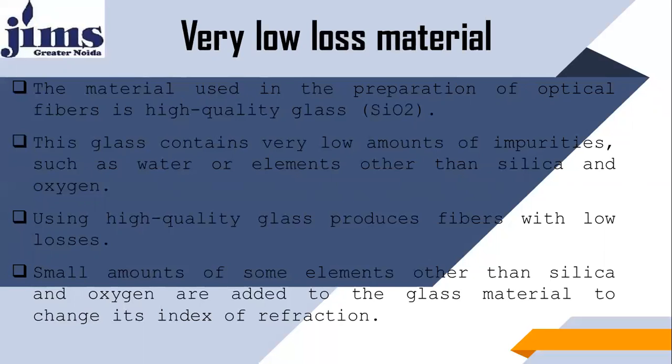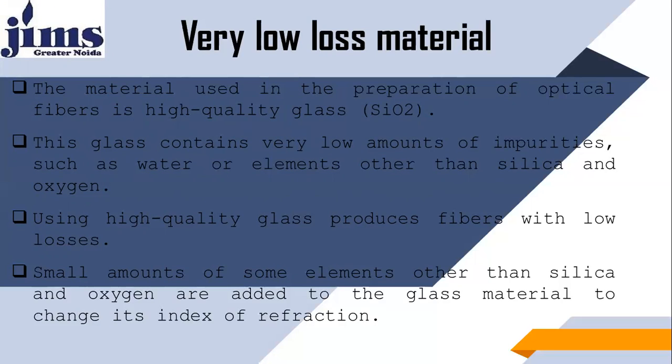And why do we use this glass material? Why do we choose glass material? Why is this glass material suitable in the manufacturing of optical fiber? The answer is that it has low impurities. That's why we prefer glass-based optical fiber. This glass SiO2 contains a very low amount of impurities, such as water or elements other than silica and oxygen.